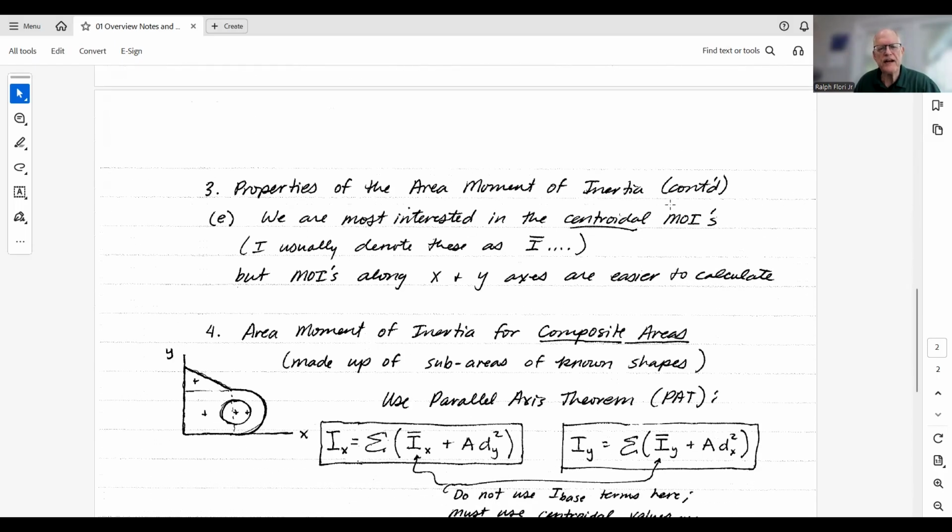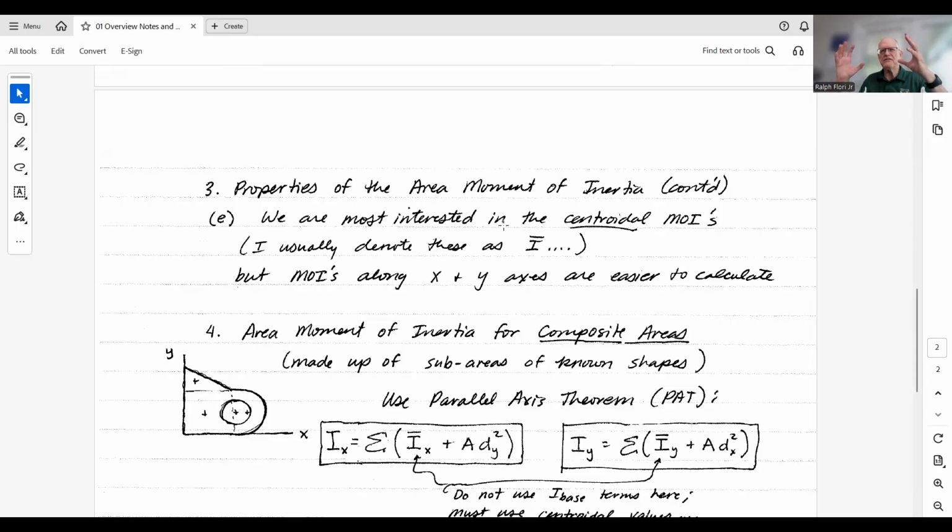Some additional properties of the area moment of inertia. We're most interested in the centroidal moments of inertia. It's the centroidal values that are used in the mechanics of materials formulas. But moments of inertia along the x and y axis are easier to calculate. So most of your problems will ask you for I about the x or the y axis. If you ever need to move them to the centroid, then you'll use the parallel axis theorem to take you up there. Soon, actually, one of the later lectures today, we're going to derive the parallel axis theorem because it's important for you to see the derivation, to appreciate how to use it.